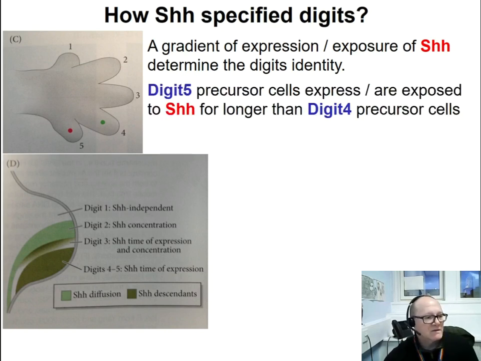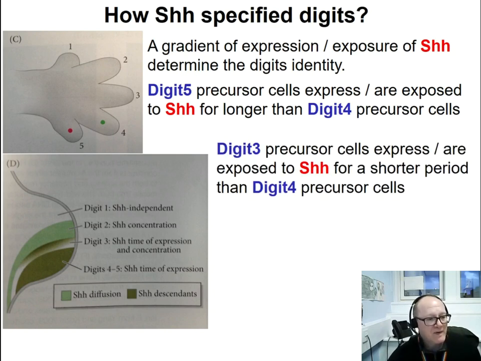Now, in this picture here, you see how the digit 4 and 5 cells are cells that express a high level of SHH and are exposed to a high level of SHH. And to distinguish digit 5 from digit 4, the digit 4 precursors are exposed to SHH for less time than the digit 5 precursor cells.